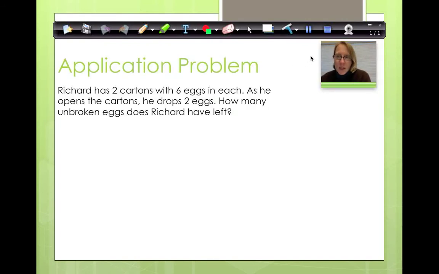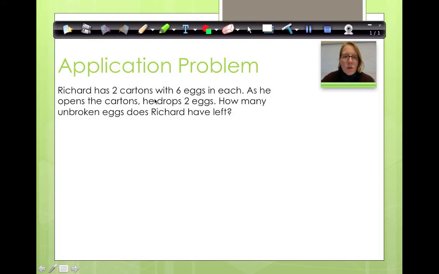Okay, here's our application problem. Richard has 2 cartons with 6 eggs in each. As he opens the cartons, he drops 2 eggs. How many unbroken eggs does Richard have left? Okay, so let's see. First of all, we need to find out how many eggs he had to begin with.